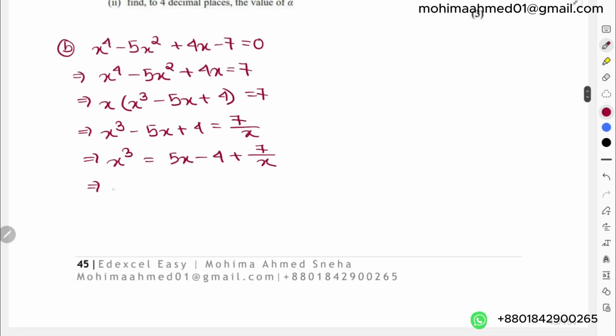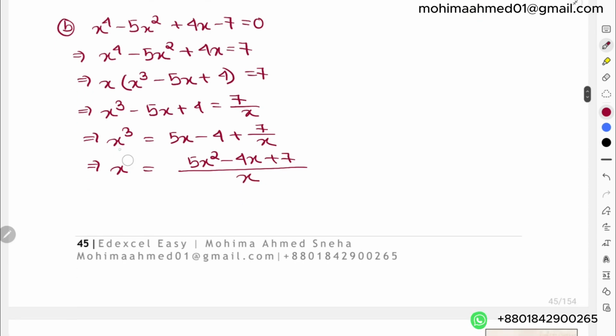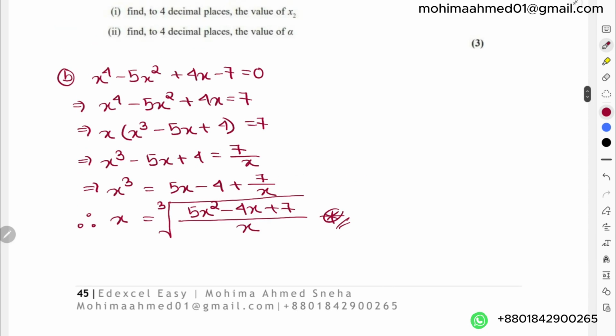I'm doing the LCM on the right hand side: x cubed equals minus 5x squared minus 4x plus 7, all divided by x. And taking this 3 to the right hand side, which is going to be a cube root now. And this is exactly what I was supposed to show, right? So we have proved that. You're done with your part B.